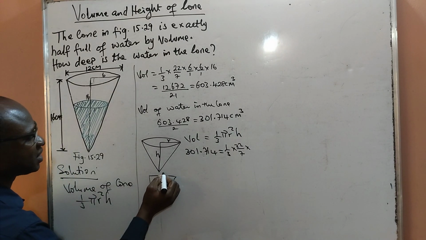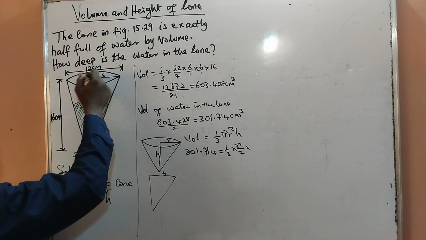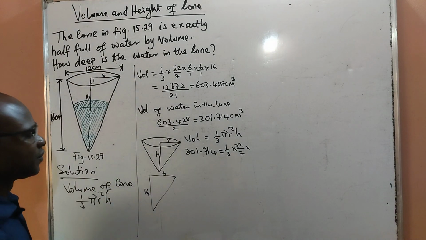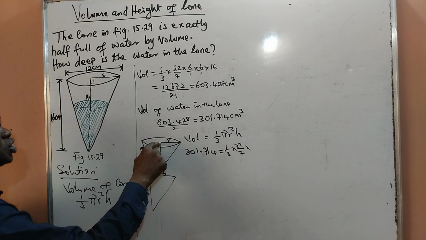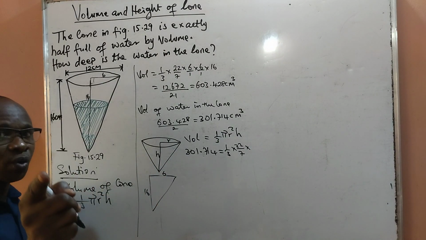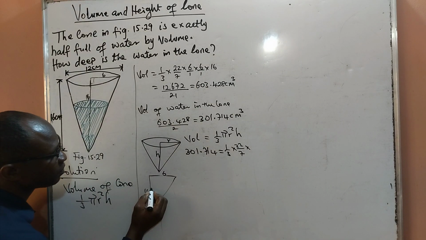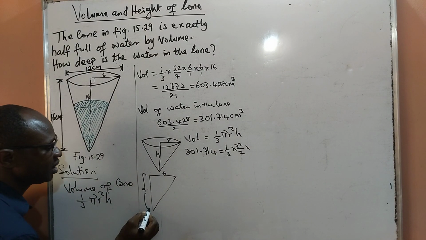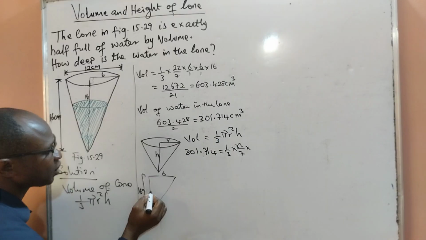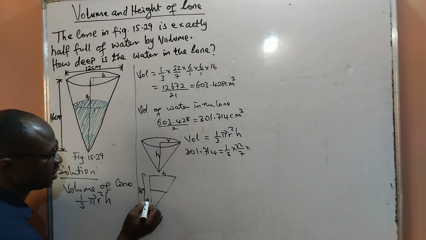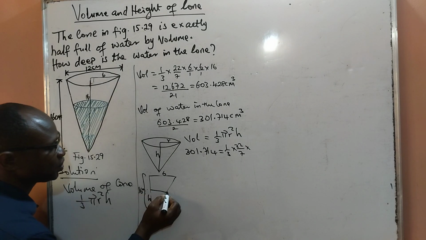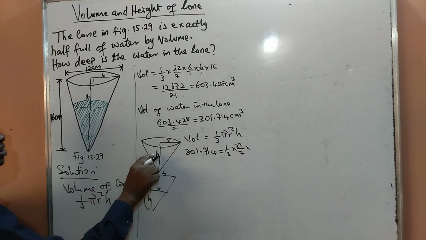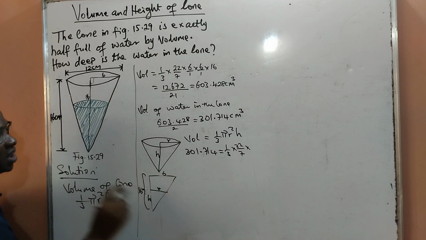Alright? This place is 6, which is the radius of the cone. Then this place is 16, which is the height of the cone. Now, from this point to this point is the height of the water in the cone. So let's assume that the height of the water, the whole of this place is 16. The height of the water is h, while the radius is r. This r is this. This h is this.